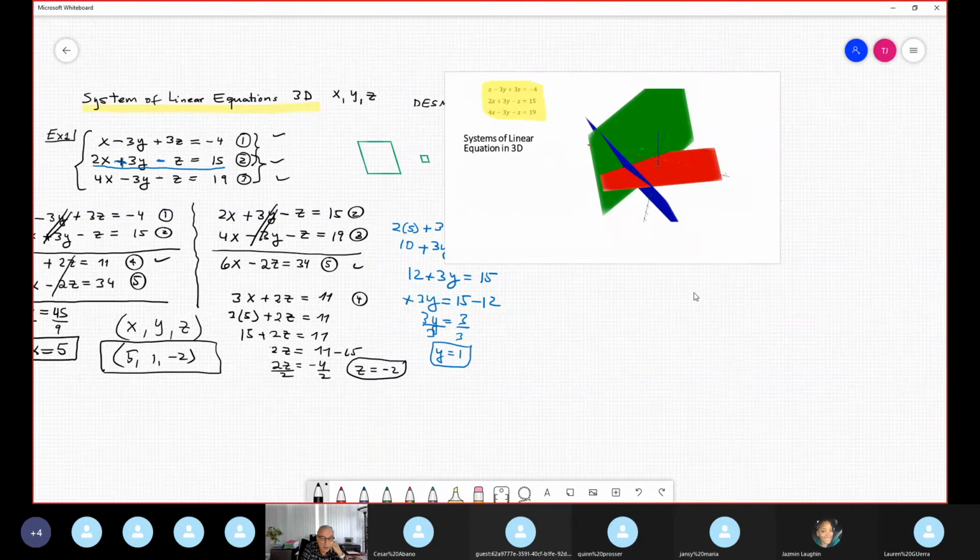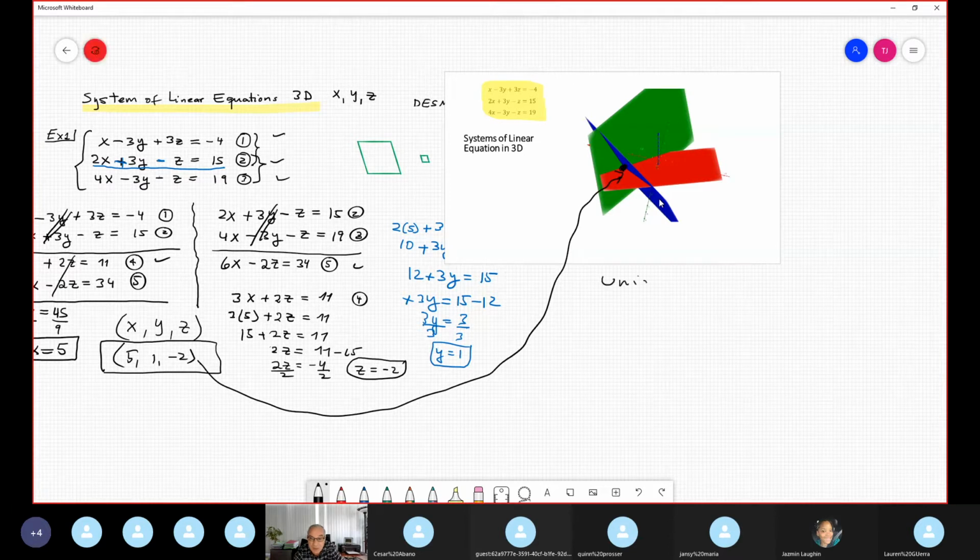In this case, I put in different colors. Green is one plane that represents one equation. Red and blue. And these planes intersect in one specific point, which by the way is this point. It's the typical unique solution.